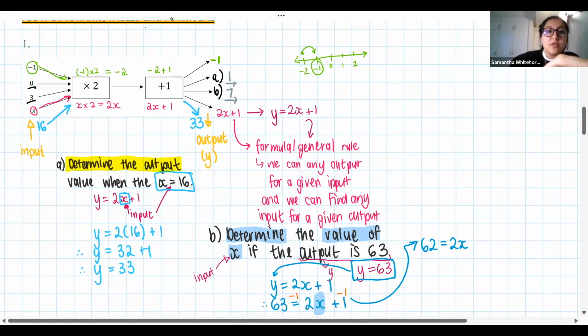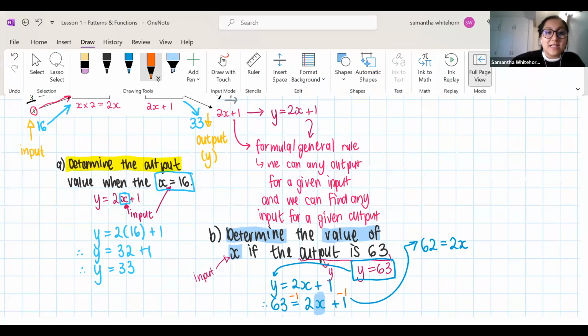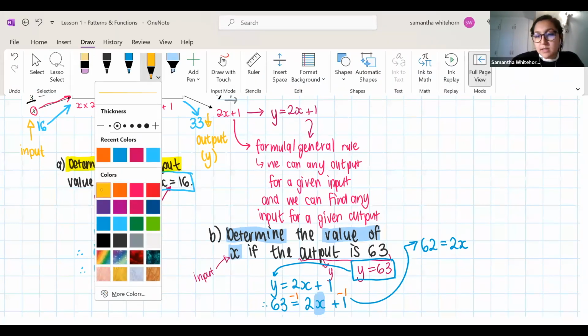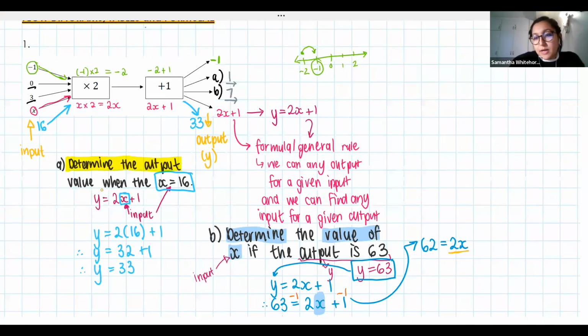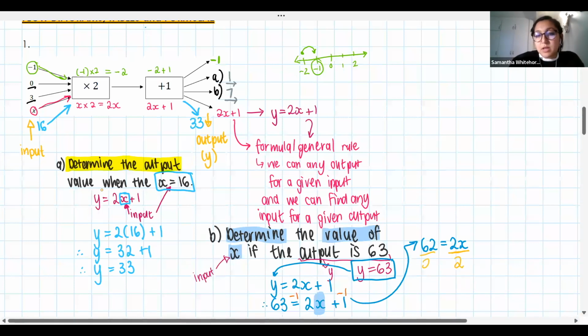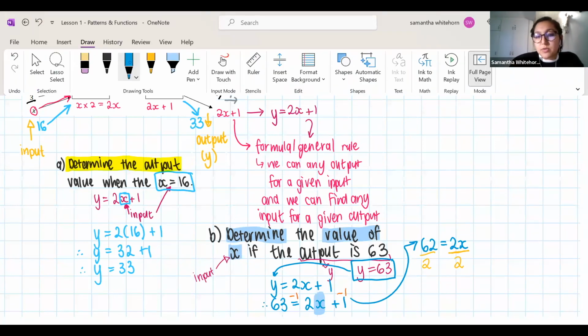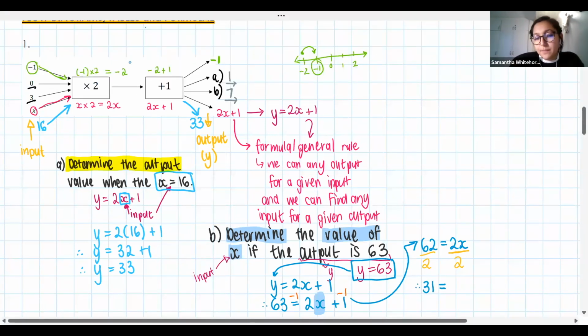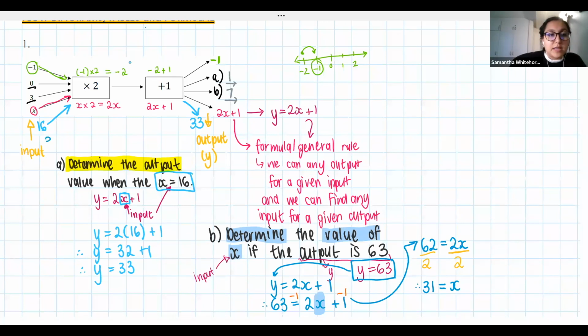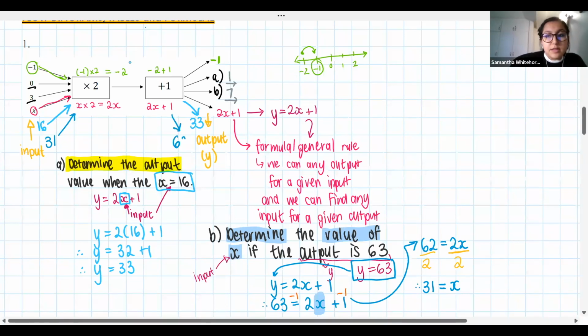Again, with inverse operations, I want to get x alone. I don't want 2x, I want x. So I use the opposite operation. This is originally 2 times x, so the opposite would be to divide. I do the same thing on both sides of my equation. 62 divided by 2 is 31. So if we go back up to our flow diagram, what we're saying is if we take an input of 31, we will get an output of 63.